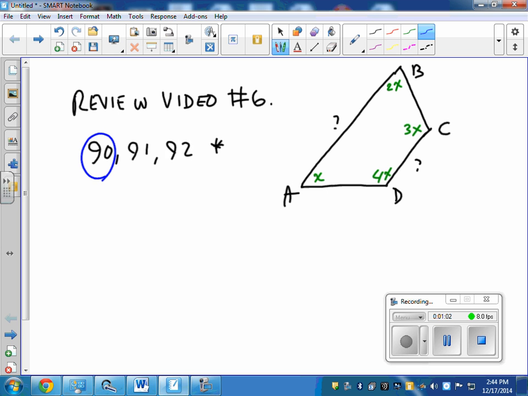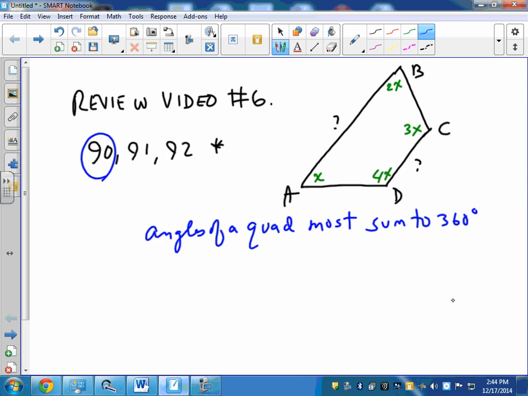So problem 90, we know the angles of a quadrilateral, all 4 angles, must sum to 360 degrees. And you can sort of remember how that works. I mean, if we were to split this down the middle, you see there's 2 triangles here. There's a triangle, that's 180 degrees. There's another triangle over here, that's 180. 2 triangles have to add up to 360. So that sort of makes sense.